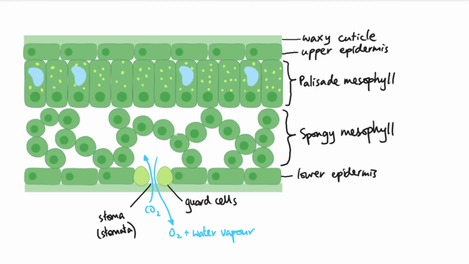Now, it's not good for the plant to lose water because water is a key reactant for photosynthesis in the palisade mesophyll cells. So it's not a good idea for them to lose it. So when it's too hot or too dry and the plant is already dehydrated and has lost too much water, the guard cells will actually close the stomata to prevent further loss of water. And we've got a name for that, which is transpiration. More on that in a bit.